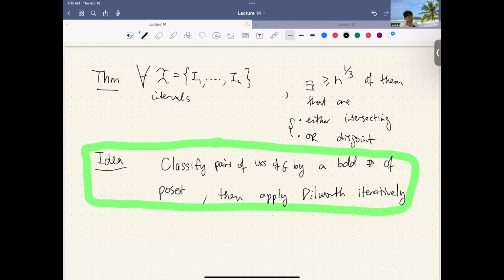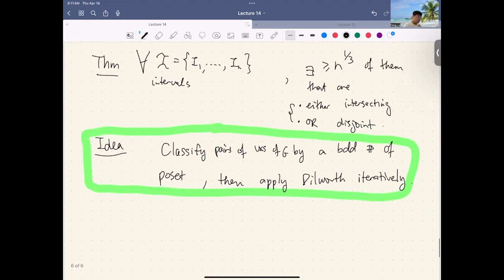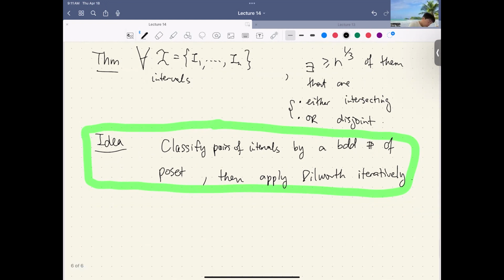Either intersecting or disjoint. Okay. Commonly intersecting, yeah, here. All right, so how do we prove it? We're going to classify, as I said, pairs of intervals by a bounding number of posets. In this case, we will use 2 posets. So, proof. We define 2 posets.